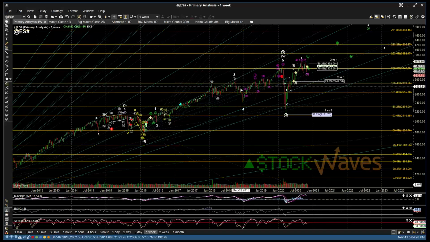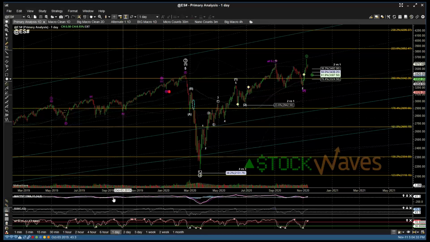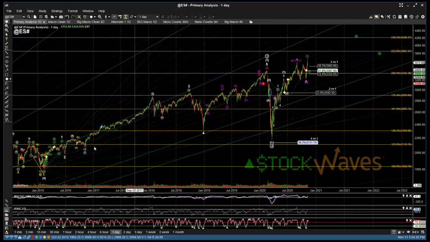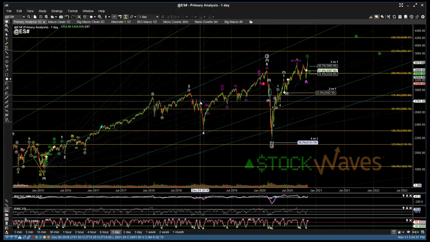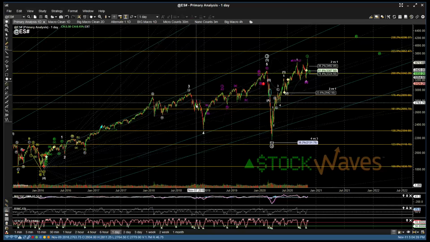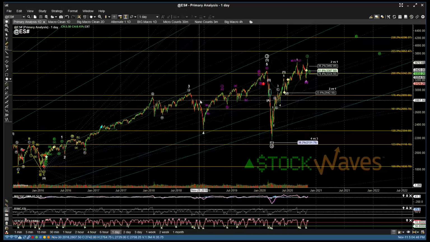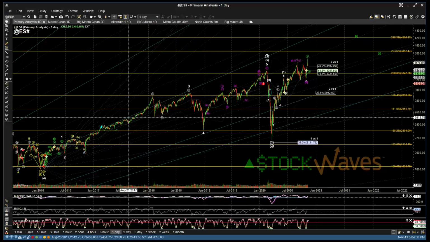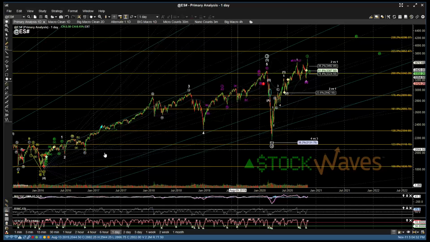So I don't see a lot of similarity on the weekly MACD in terms of the price structure from back there in November 2018. Yeah, I definitely don't see it. November was actually the beginning of more of a B-wave bounce. But those are the time frames that I use.